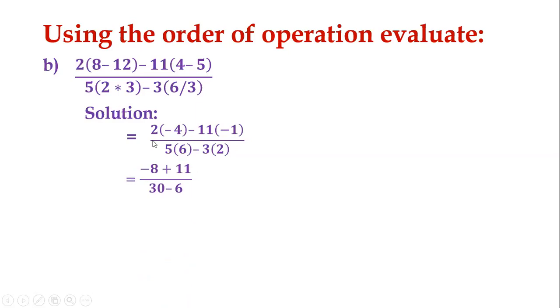Now I am going to simplify this. What is 2 multiply minus 4? This is minus 8. Minus 11 multiply minus 1 is plus 11. 5 multiply 6 is 30. 3 multiply 2 is 6. So I am going to check the operations again. Minus 8 plus 11 is 3. 30 minus 6 is 24. So finally I am going to divide the numerator and denominator by 3. 1 time, and this is 8 times. So the overall value is 1 by 8.